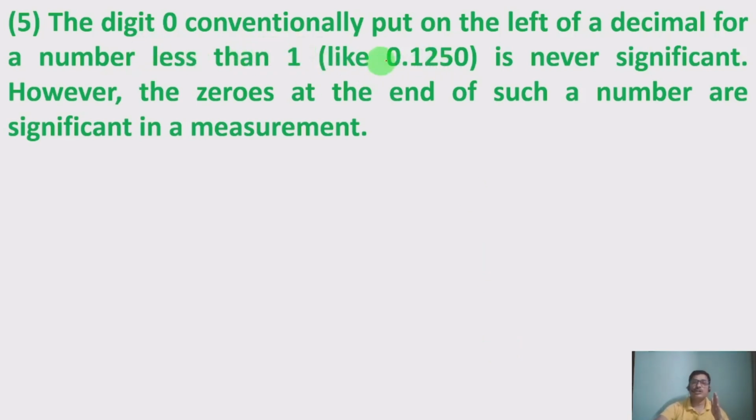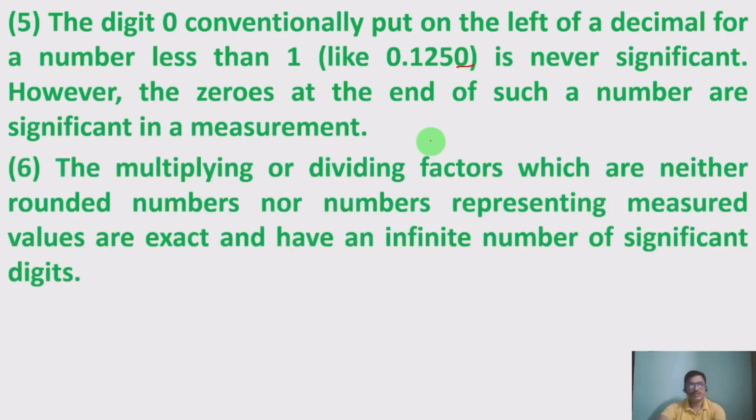Further moving, fifth observation. The digit 0 conventionally put on the left of the decimal for a number less than 1, like 0.1250, is never significant. This we have already taken in the second observation. Left of the decimal point, the 0 is not significant. However, zeros at the end of such a number are significant in measurement. Zeros in the decimal number are significant, as we have taken in the previous rule.